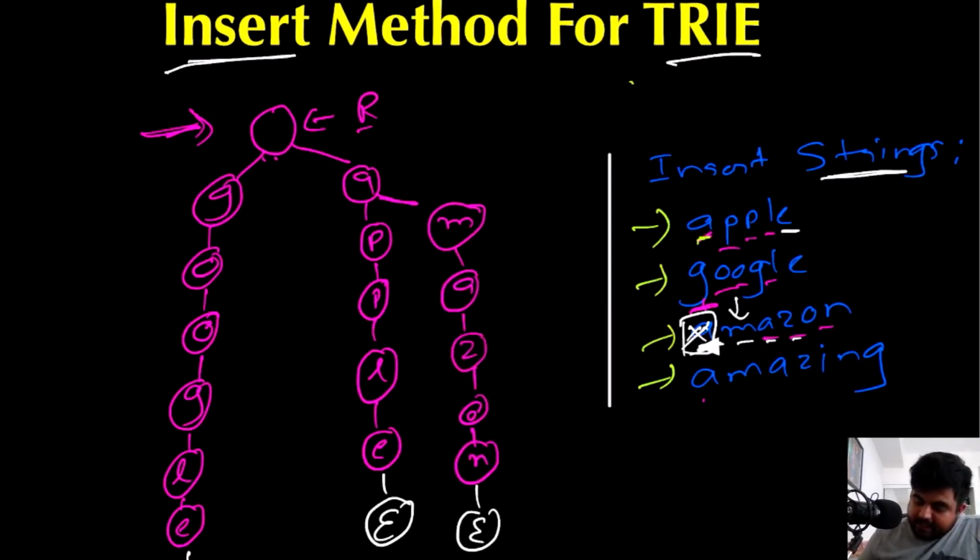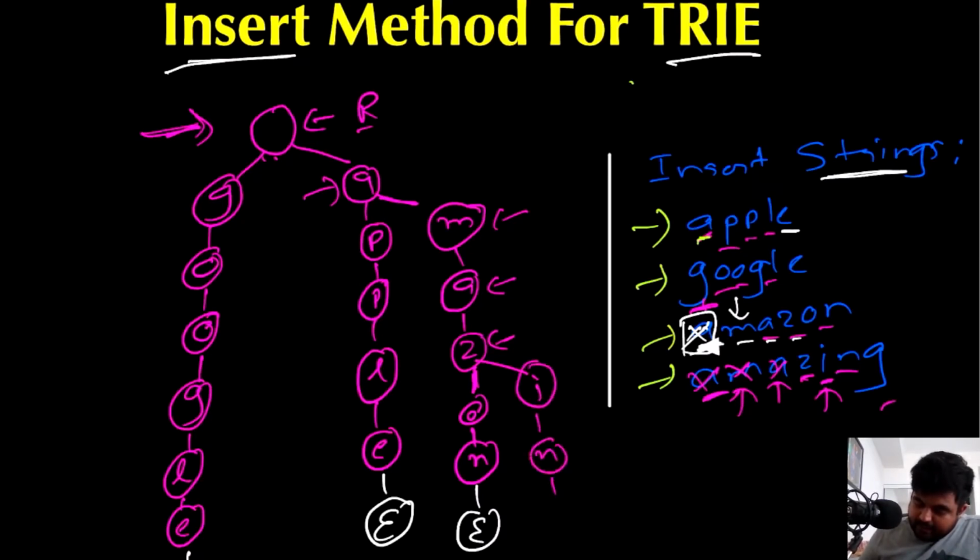Okay, and now the next word we are trying to insert is amazing. We already have a child of the root that starts with A, so we have taken care of this. M is also present as one of the children. A is also present as one of the children of this M, so that is also good. Now Z is also present over here. But I is not present as one of the children of this Z. So we will create a new branch over here that starts with I, and then we will add N and G, and in the end we will add the end node.